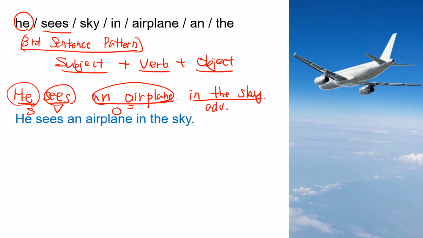And then let's practice pronunciation. He sees it. He sees, with a long vowel. So in order to pronounce the S, we put a Z sound: sees, and then an. He sees an. He sees an airplane in the sky. In order to pronounce this, you need to put the Z sound here. He sees an airplane in the sky.